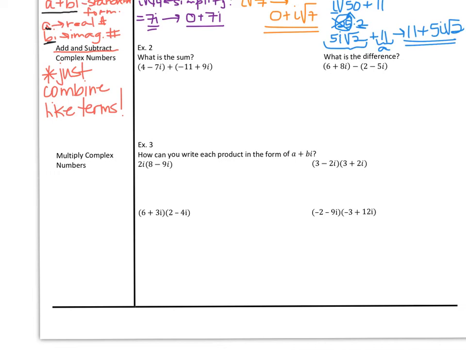When you don't have to evaluate a square root and you're just given a complex number, you can easily find the sum and difference by combining like terms. Here's how that works.